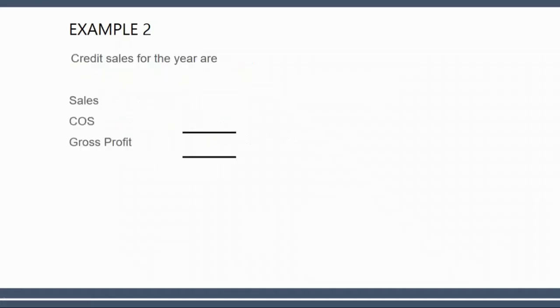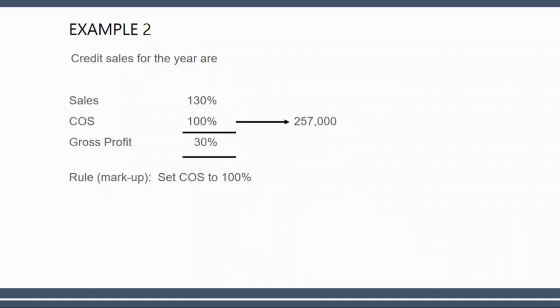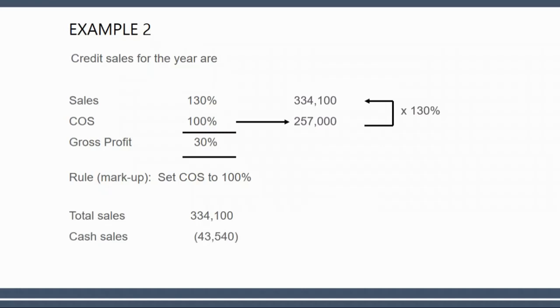So let's do it like this. What they have given us in the question, they told us that it is a markup question. The rule is that you set cost of sales as 100%. Your profit was 30%, so sales value would be 130%. This 100%, they gave us $257,000. And you multiply it with 130%, it is 334,100. Now this is the value of total sales. So your total sales are 334,100. And from this number, you subtract your cash sales, which they gave in the question, 43,540. The balance is your credit sales, and that will be your answer, 290,560.